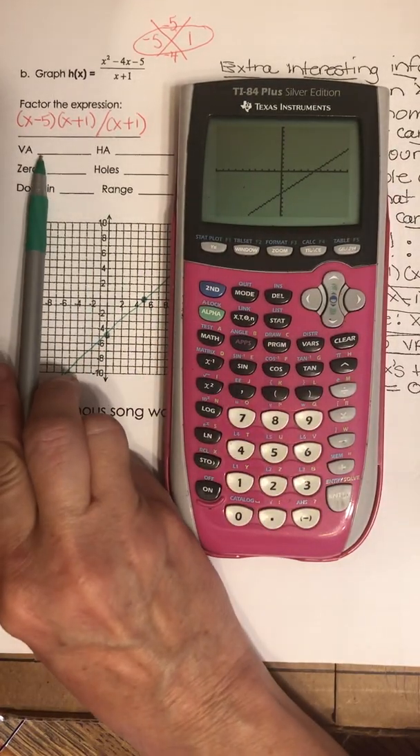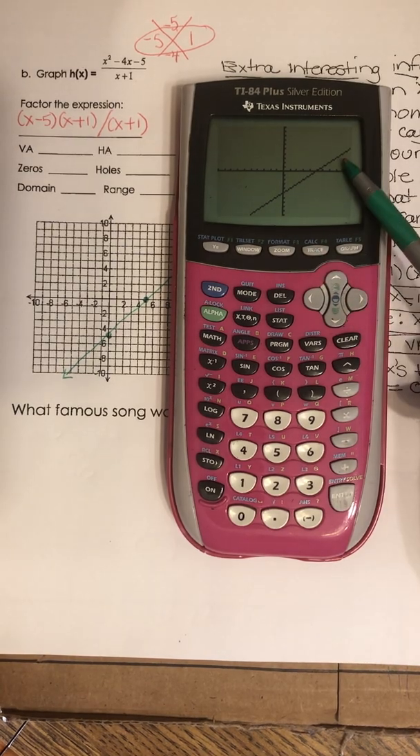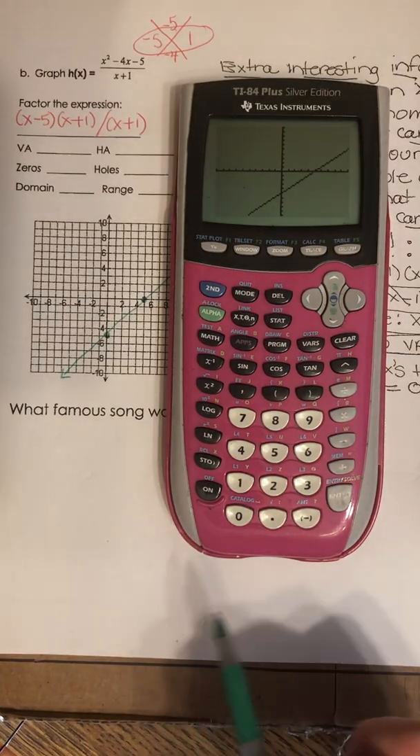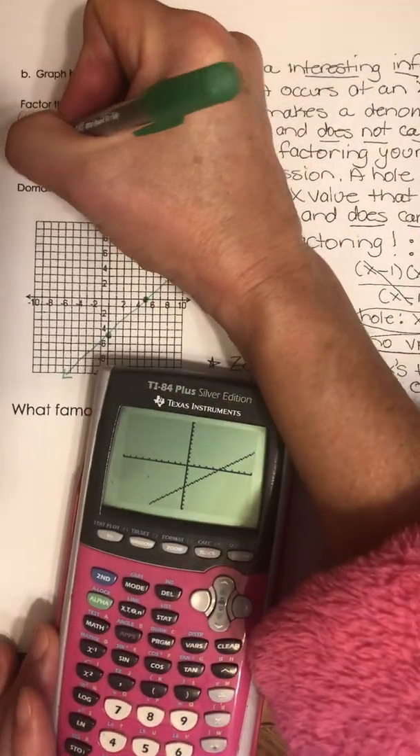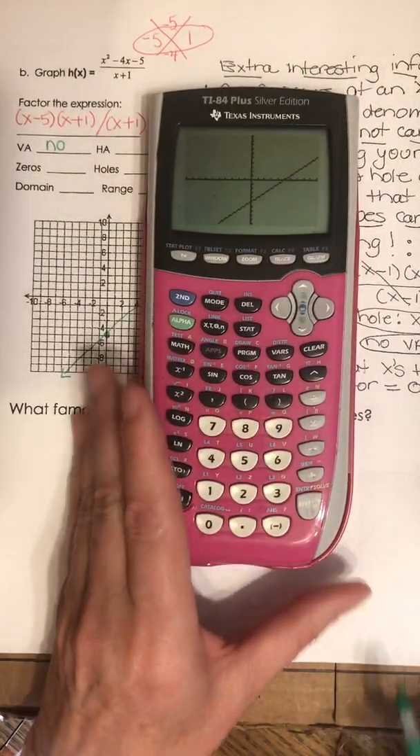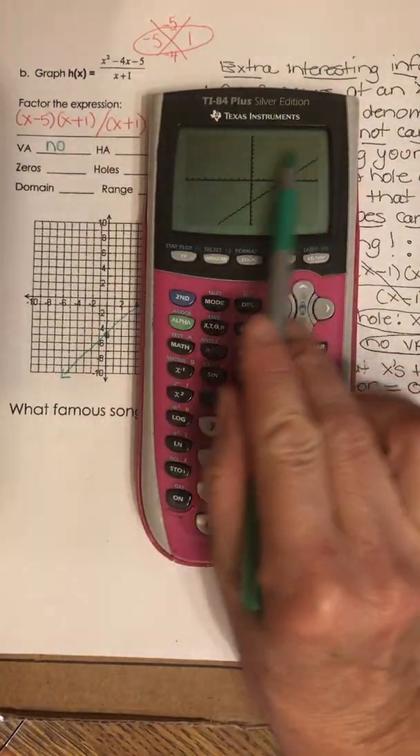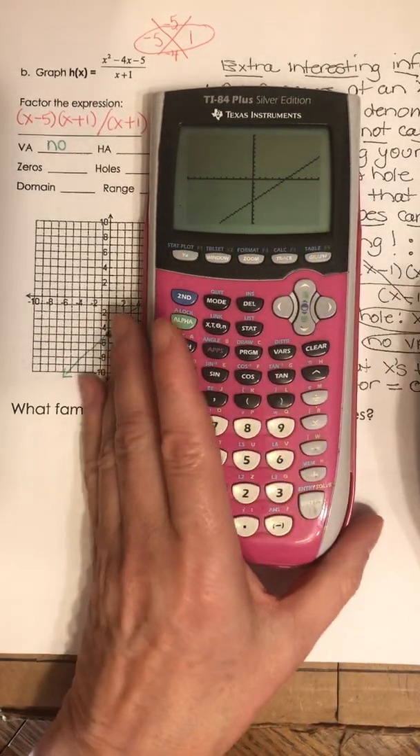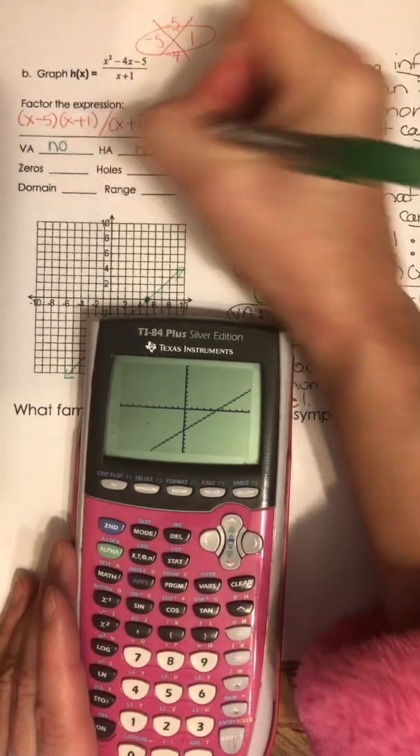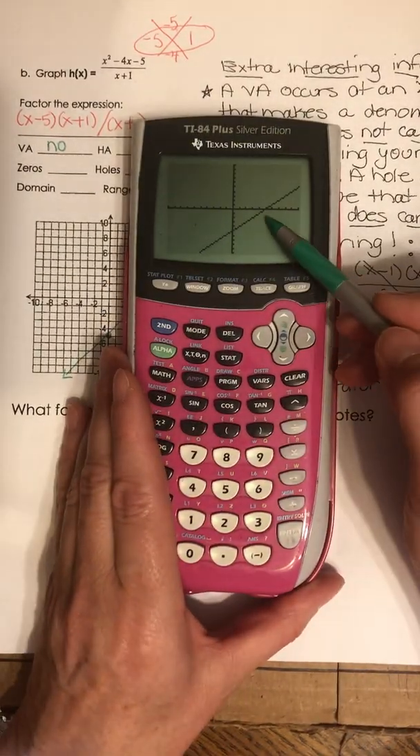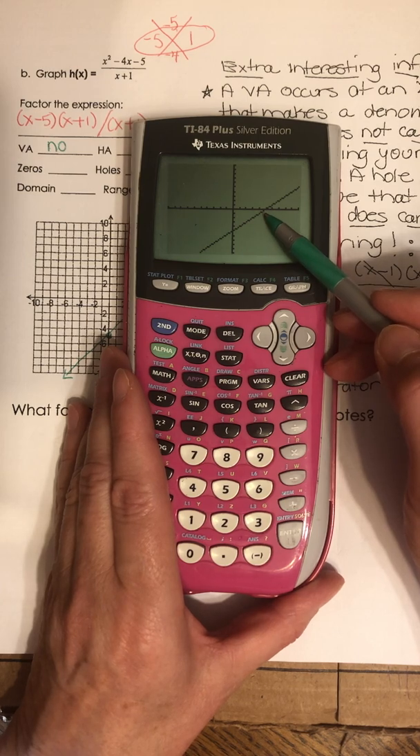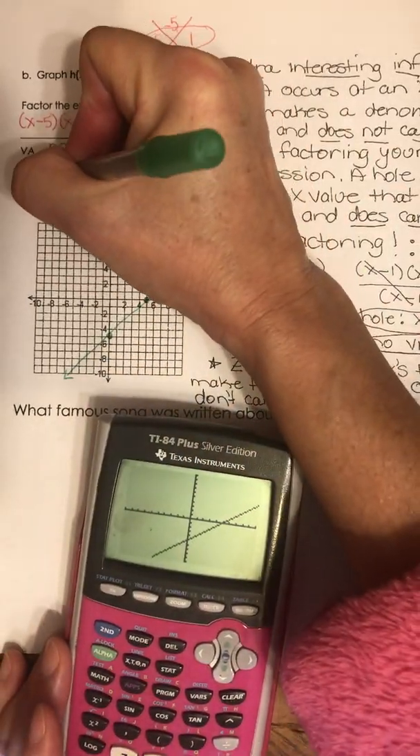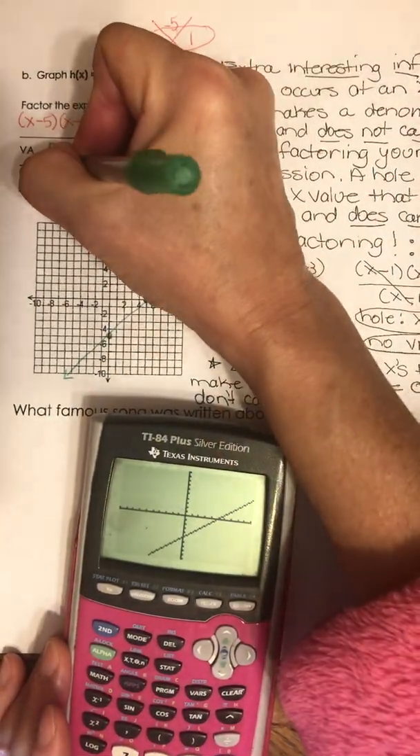Let's answer the questions. VA: does this graph seem to go straight up and down at any point? No, it does not, and that happens sometimes. We're going to put no. There's no VA. HA: does the graph seem to flatten out towards a horizontal line anywhere, especially on the ends? No, it does not. There's no HA. Zeros: we can see pretty clearly here, or we could go to our table, that x equals 5 seems to be a zero. That's x equals 5.